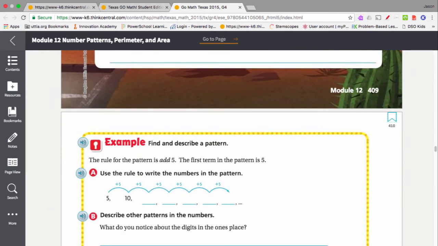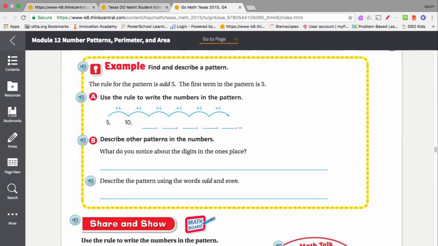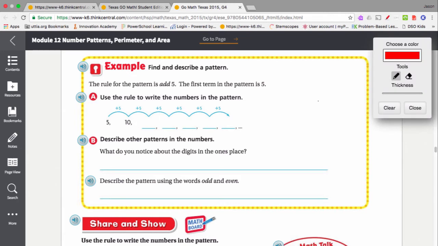Let's look at another one. What if we said that there was a pattern and the rule for the pattern is that we're going to add 5 to each number, and the first number is 5. If I add 5, then we have 10. Keep adding 5: 15, 20, 25, 30, 35. So we have a pattern there.